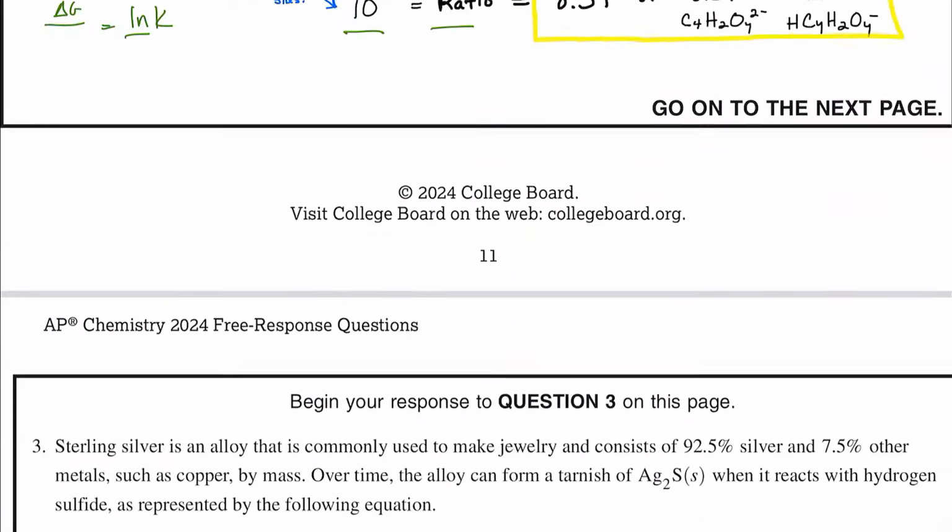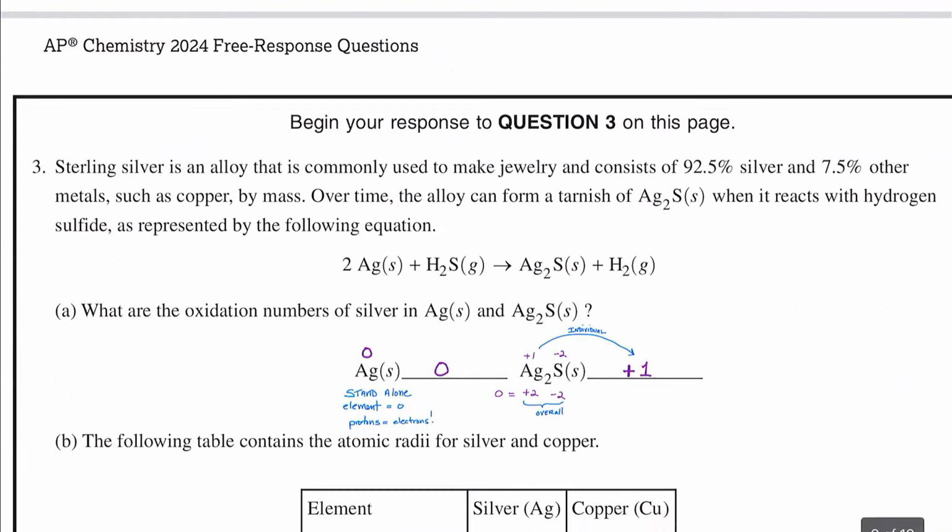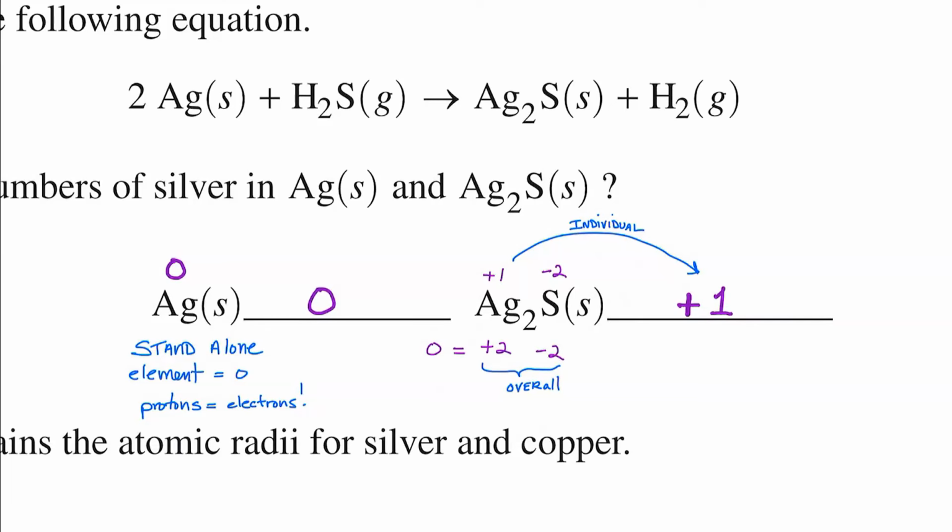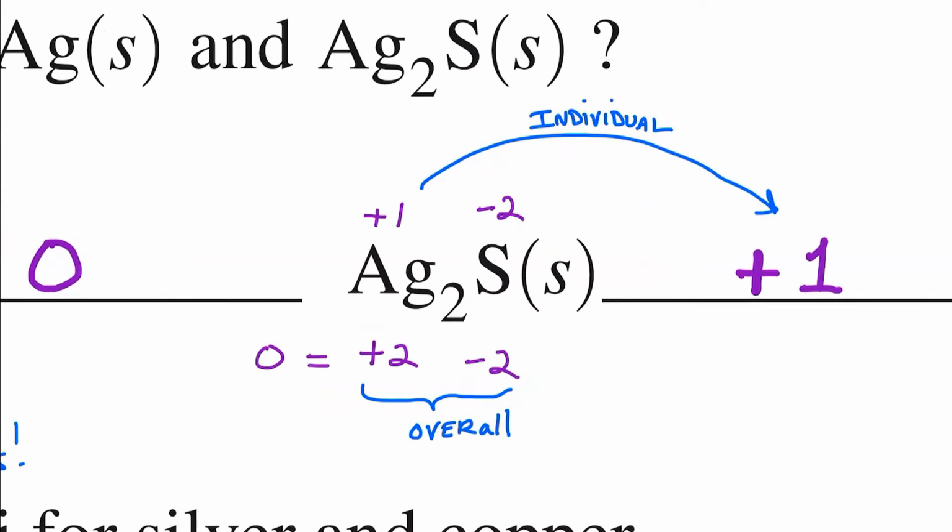All right, moving on. We're on to question number 3, and my gosh, they asked for oxidation numbers. Surprise, surprise. A standalone element, of course, is 0, whether it's bonded to itself or not. Protons equal electrons for atoms, so it's 0. And of course, the silver is +1. A lot of students, including myself sometimes, confuse the overall charge. Why do I talk about an overall charge? Well, because if sulfur is -2, the whole thing has to equal 0. It's an ionic compound, so the silvers are +2 overall. But there are 2 silvers, so each silver is +1. We're after that individual oxidation state.